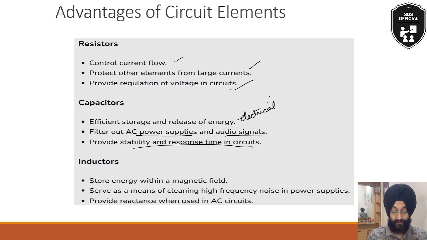Inductors have the advantage of storing energy within a magnetic field. They also serve as a means of cleaning high frequency noise in the power supply. The combination of inductors and capacitors can also be used as filters to remove noise from the signals.